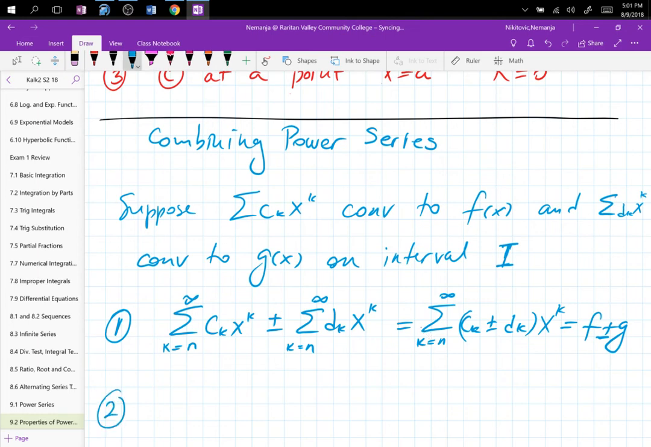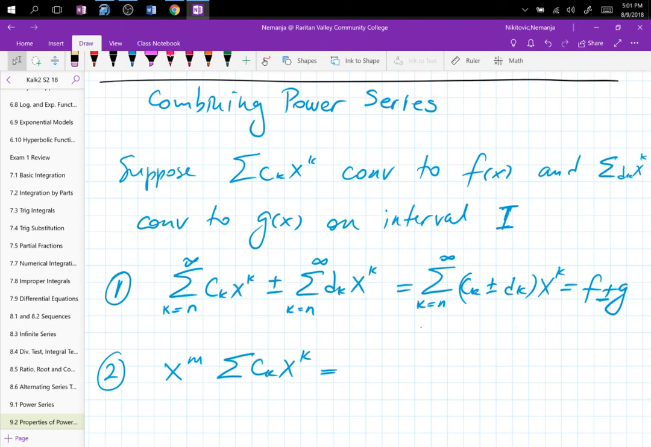Number two, multiplication of power series by another x to the m. So if you have x to the m in front of power series c_k x to the k, you can bring in x to the m in front because summation operates on k's, not on m's. So you can have k plus m in the exponent.